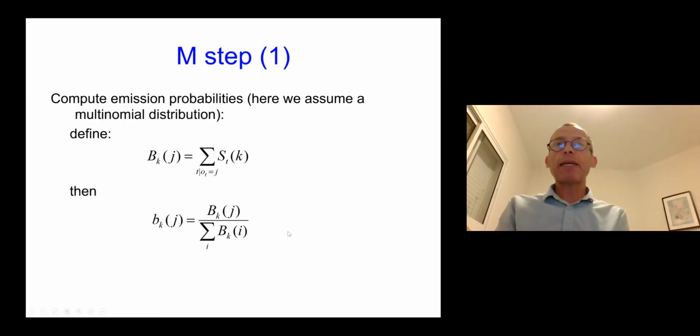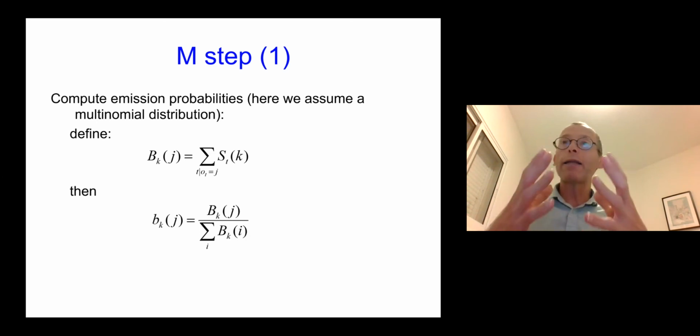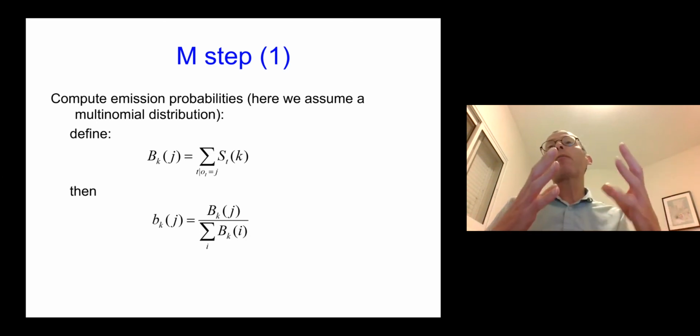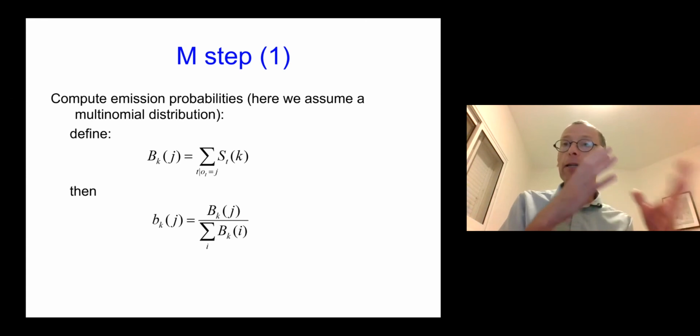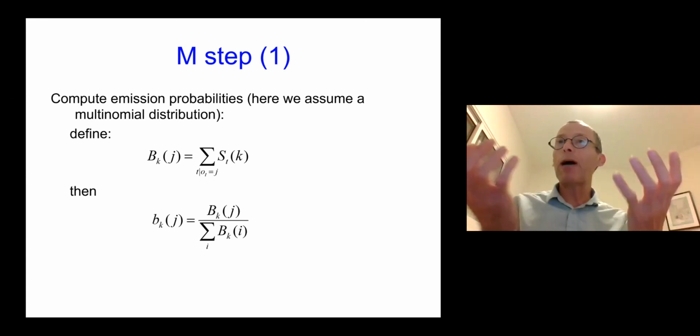So this is the M step. In the M step, we need to compute several probabilities. The first one is the emission probability. Basically we want to know what is the probability of seeing 1 if we are in state A, what is the probability of seeing 2 if we are in state A. For each state, we need to compute the probability. How do we do that?